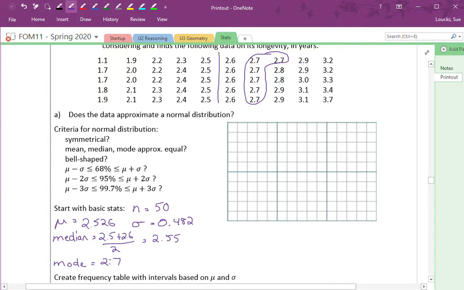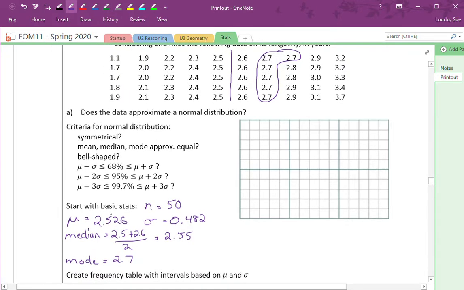So one of our checks is, are the mean, median, and mode approximately equal? So we've got 2.526, 2.55, and 2.7. Yeah, they're approximately equal.